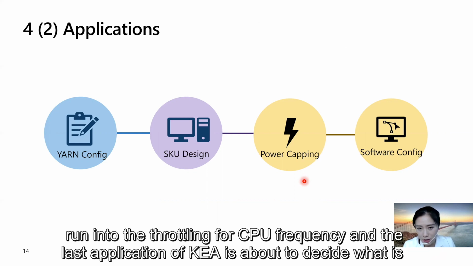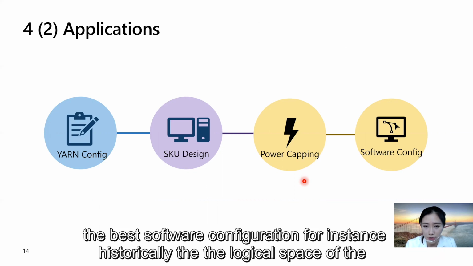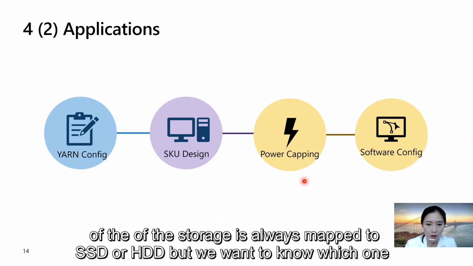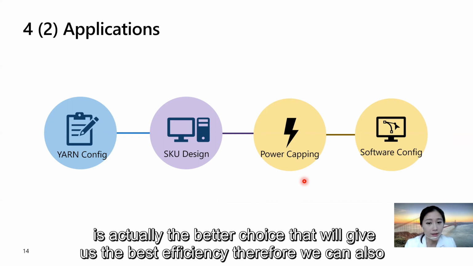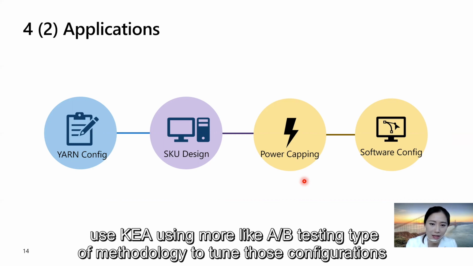And the last application of KEA is to decide the best software configuration. For instance, historically, the logical space of the storage is always mapped to SSD or HDD, but we want to know which one is actually the better choice that will give us the best efficiency. Therefore, we can also use KEA with more of an A/B testing type of methodology to tune those configurations.